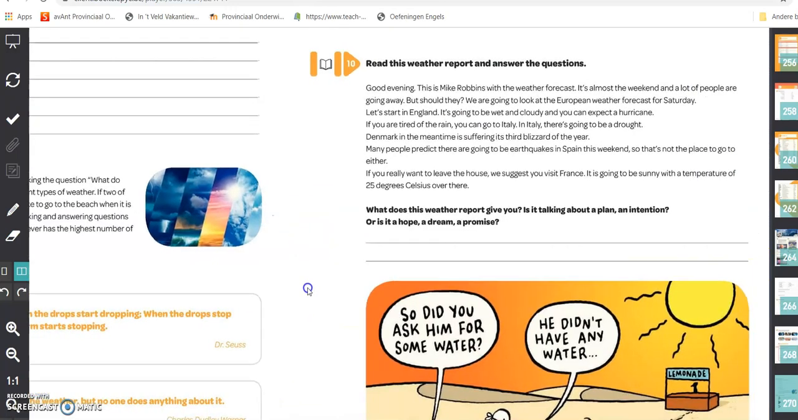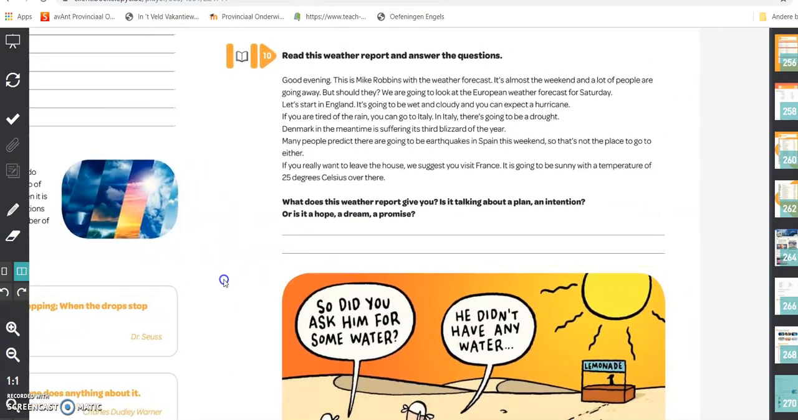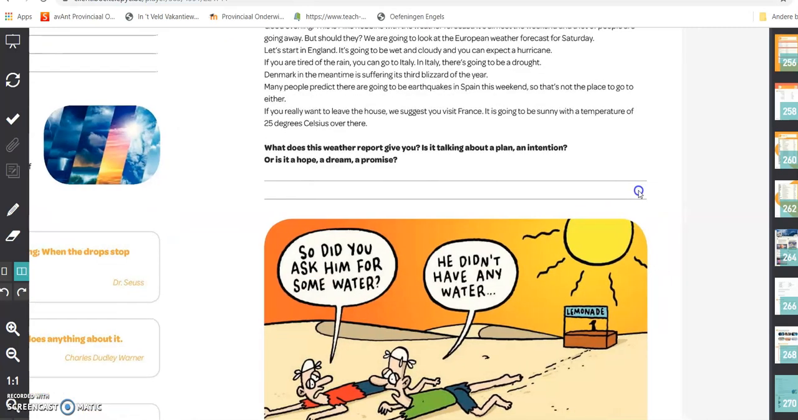And then the last exercise, exercise 10, read this weather report and answer the questions. Yes. What does this weather report give you? Is it talking about a plan, an intention? Intention means een bedoeling. Or is it a hope, a dream, a promise. So you can write it down in Dutch. Je mag het opschrijven in het Nederlands.